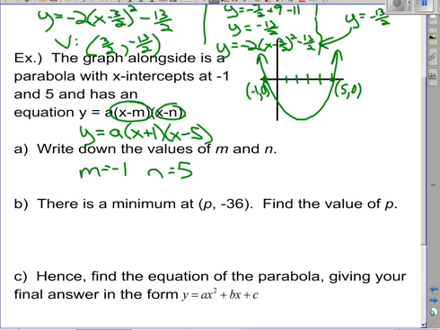There's a minimum at p negative 36. Okay, so they're asking us, do we know anything about where the vertex is? The minimum has to occur halfway between our x-intercepts of negative 1 and 5. In other words, it needs to occur at 2. So we could say it's the average of our x-intercepts, or a p-value of 2.